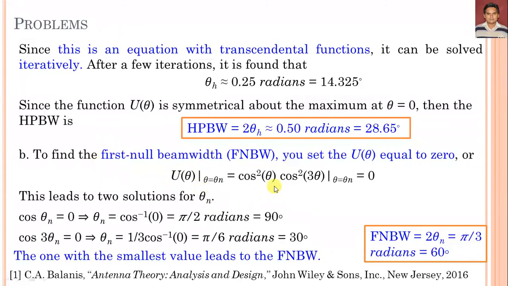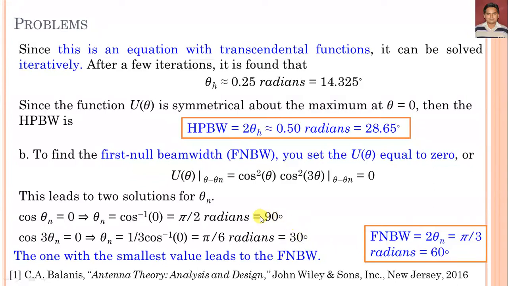Further, we can calculate the first null beamwidth. You set U of theta equal to 0, and in the case of the amplitude pattern also, E of theta equal to 0. Putting this equation equal to 0 leads to two solutions, in which the first solution is cos theta n and the other is cos 3 theta n. So we can calculate the value of theta n equal to 90 degrees, and theta n equal to 5 by 6 radian, or we can say 30 degrees.